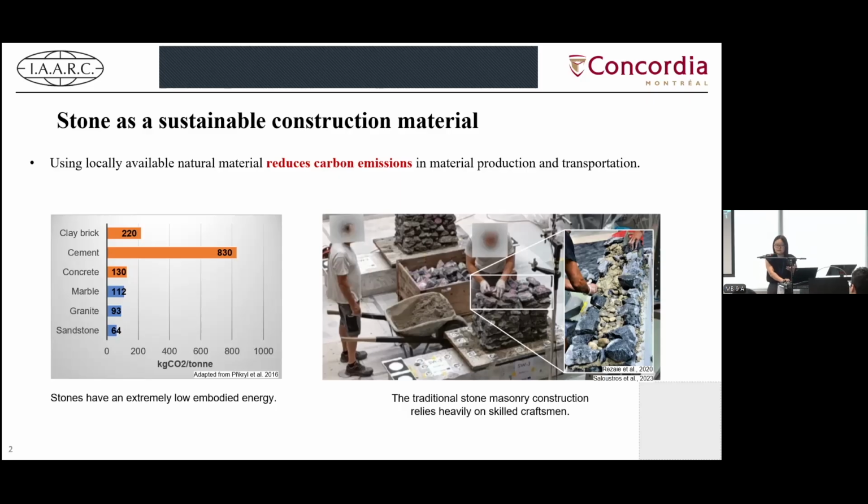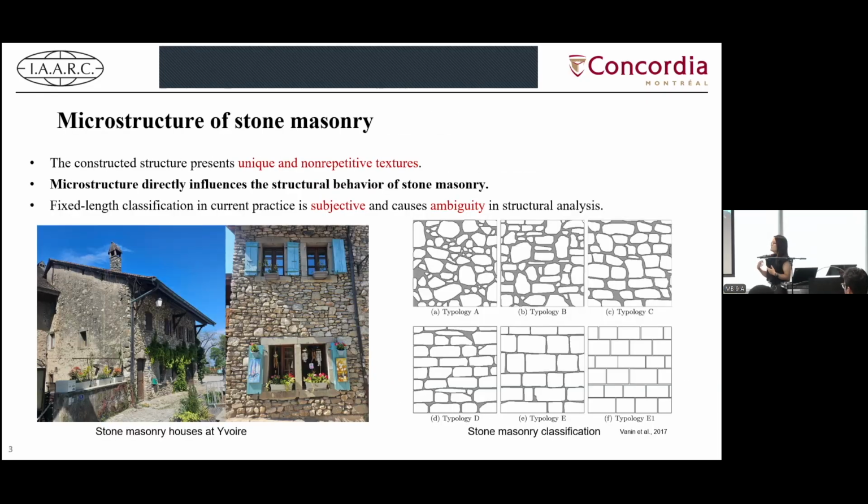And this experience-based construction method results in stone masonry walls with different textures. Unfortunately, this variety of texture causes real difficulty in structural analysis, because this texture, or we call it the microstructure, influences the structural behavior of stone masonry.